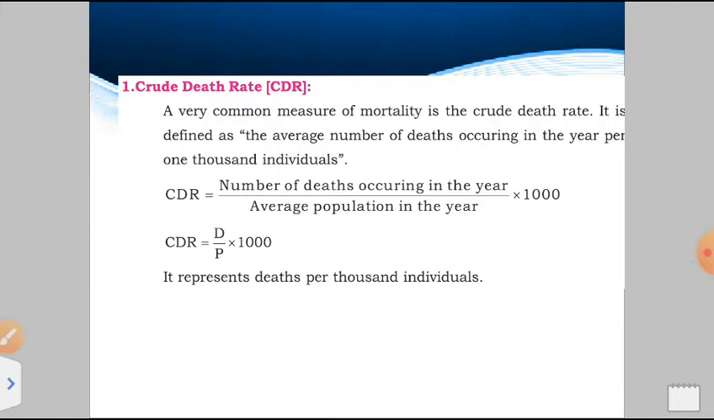Here average population means we can't say what the exact population is, so that's why the word average is used. Otherwise it is just the population in a year that is given to us. So the formula is represented by D by P into 1000.